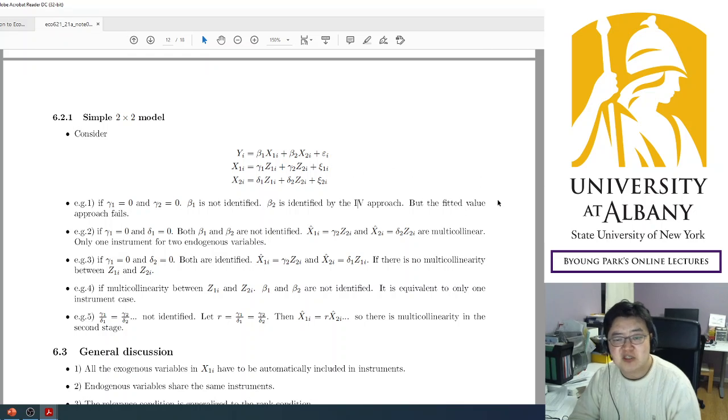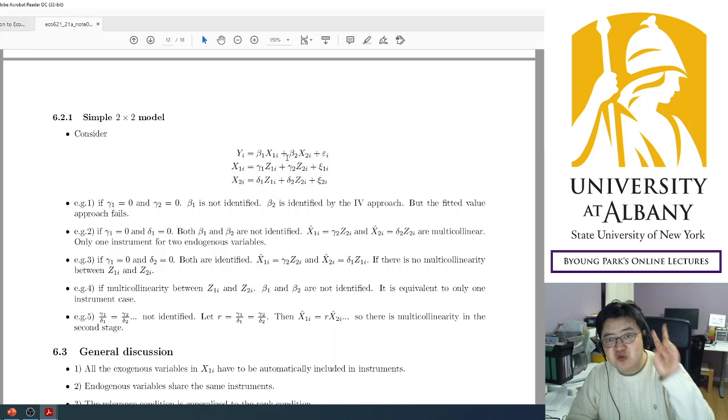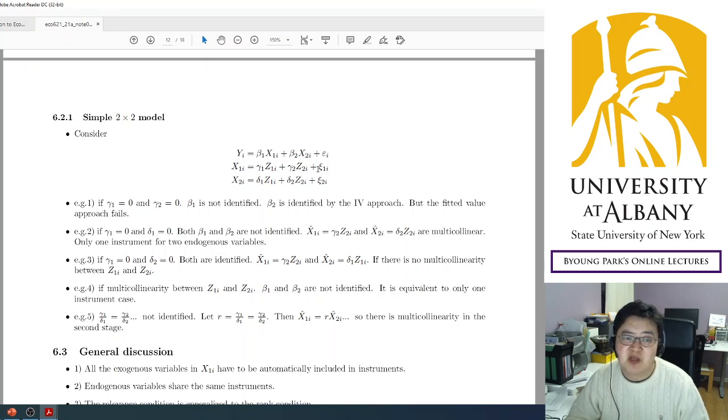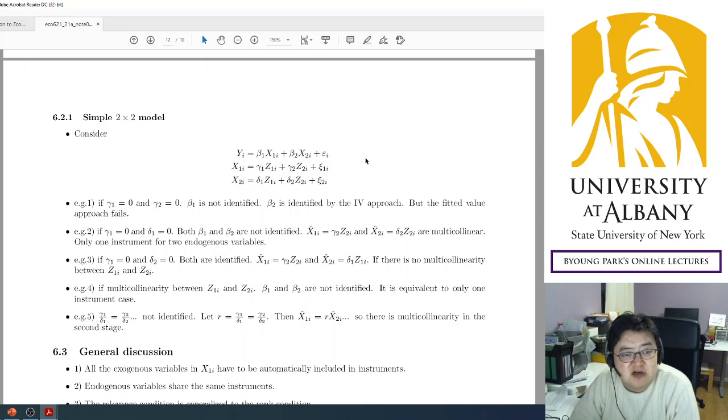When you have only one endogenous variable, the solution is simple. Whenever the relationship between the endogenous variable and the instrument is such that their correlation is non-zero, if they are correlated, then always you can identify the coefficient. But in this case, when you have two endogenous variables, then you have to think about the relationship between x1 and x2 at the same time, not only between x1 and z1 or x1 and z2, but you need to think about their relative relationship.